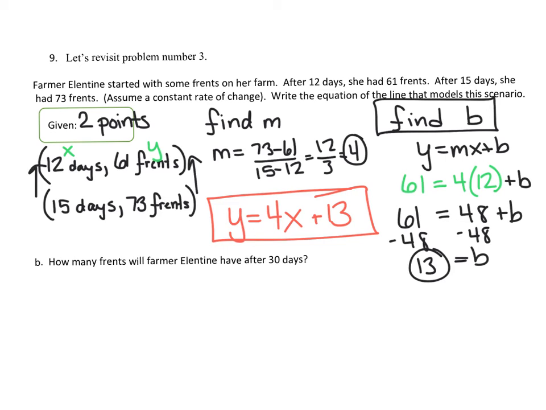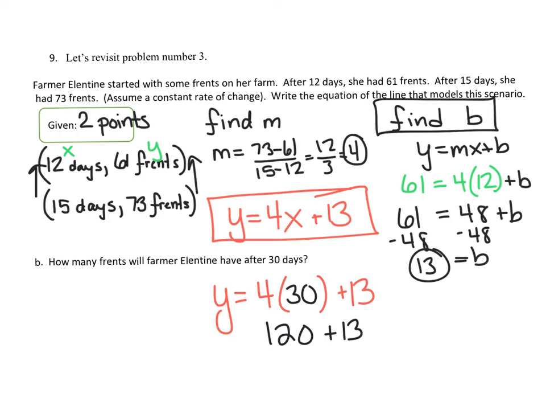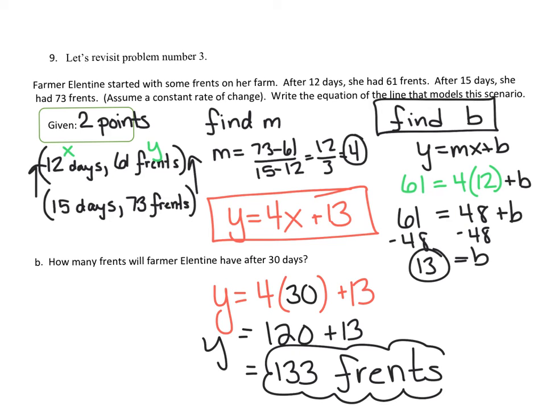So it says, how many friends will Farmer Ellentine have after 30 days? Well, x represented my number of days, so I can just take my previous equation and plug in my 30 for x, and I do 4 times 30 is 120, plus 13, I get 133 for my y, so Farmer Ellentine would have 133 friends, whatever that happens to be. I wonder if it's a plant, I wonder if it's a weird animal, a vegetable, use your imagination.